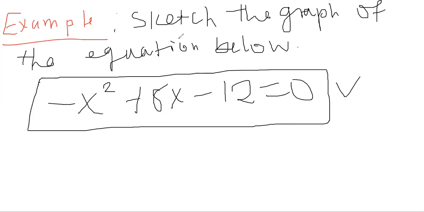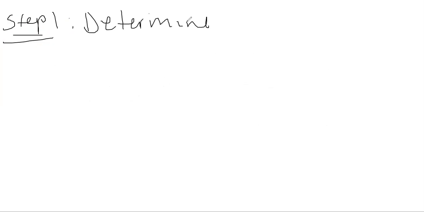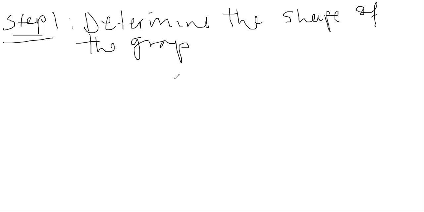So when you are asked to draw a graph of a quadratic equation, we mentioned 3 steps, so let's go through those 3 steps. Step 1: by looking, you have to determine the shape of the graph. Just by looking at the equation, which is minus x raised to the power of 2 plus 8x minus 12.